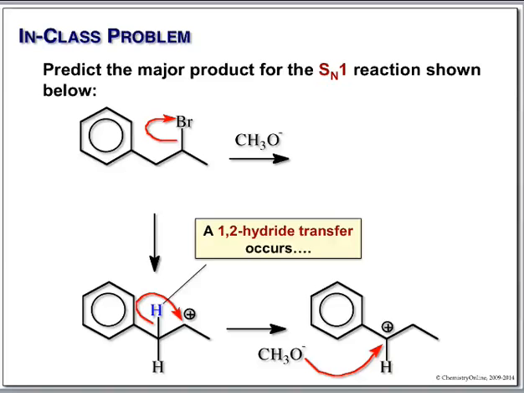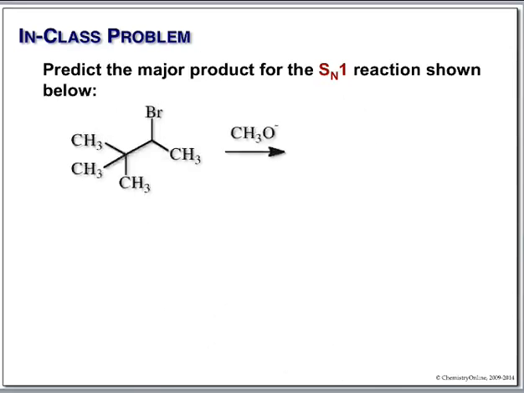Initially formed carbocation, most stable carbocation after rearrangement. That's the way it reads on the exam. Then we add our nucleophile to get our final product. Any questions? One more here.